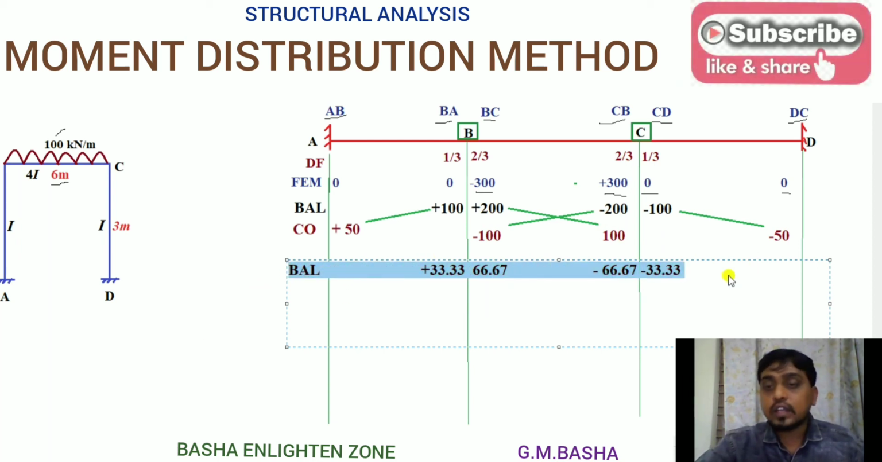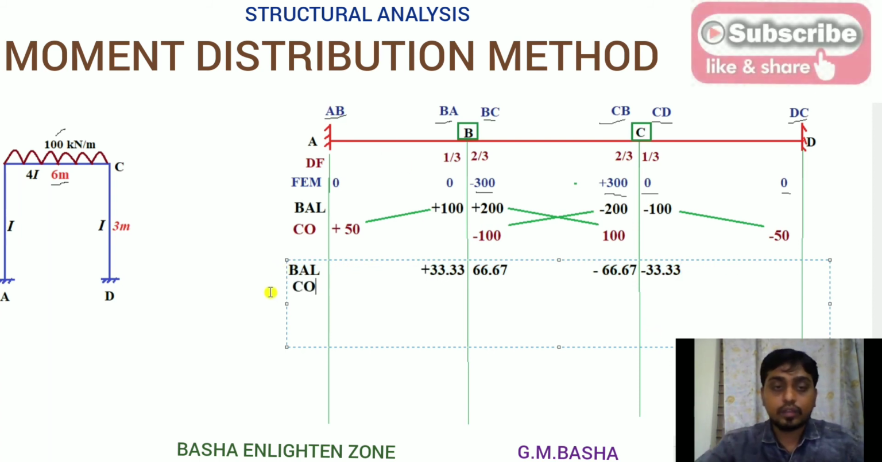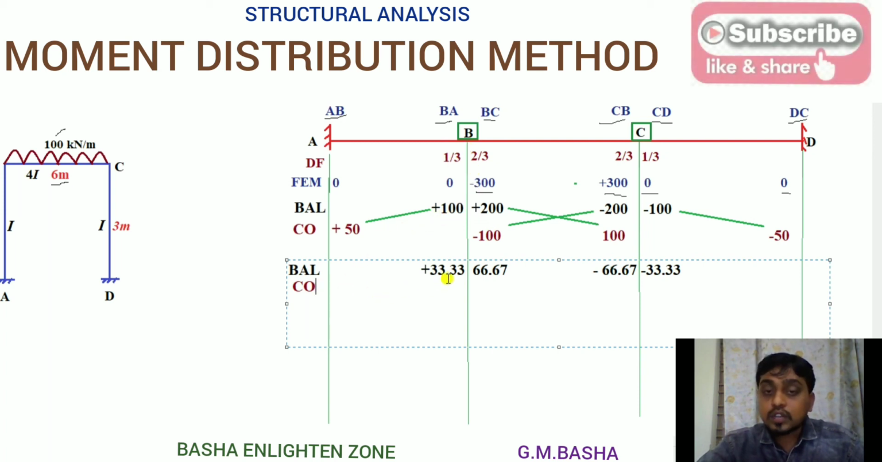Then go for the next step, which is carry over. See here, carry over always, I told you, carry over takes place from BA to AB. So 33.33 divided by 2.